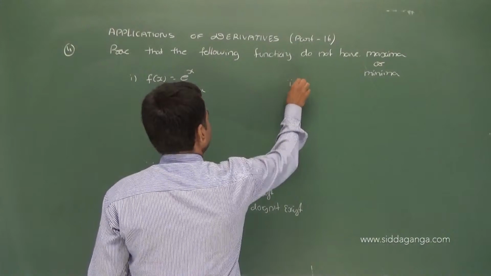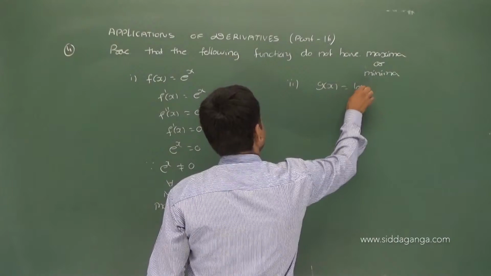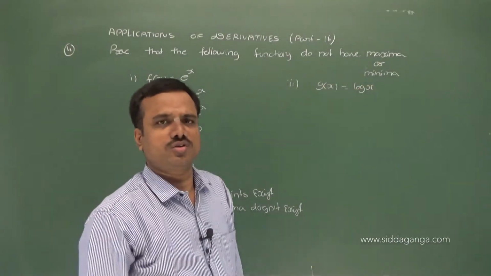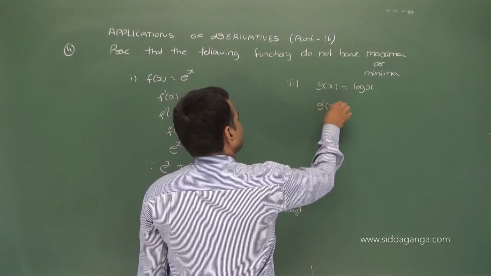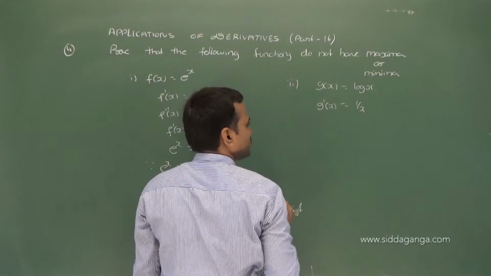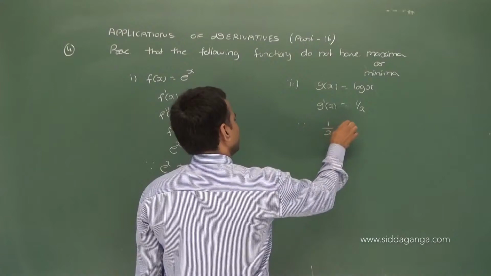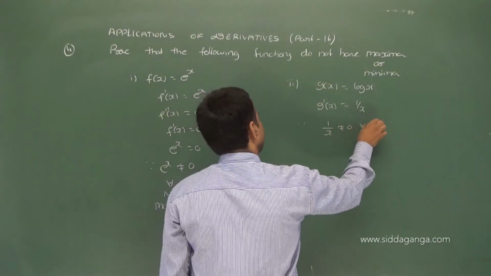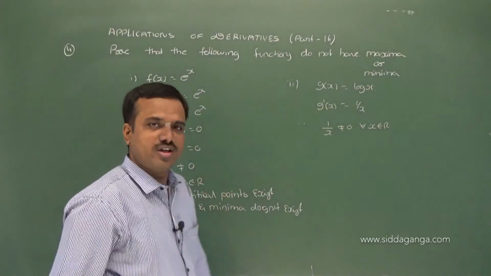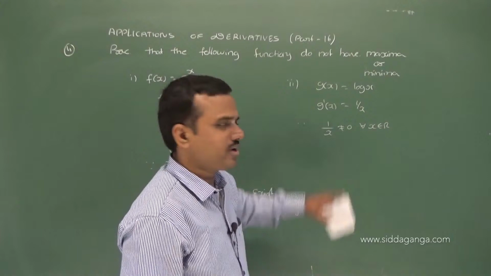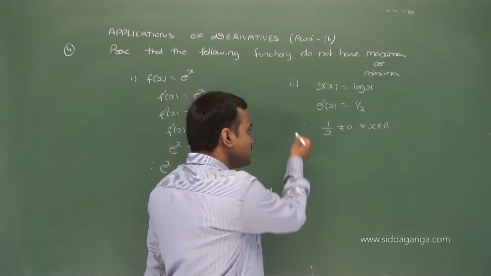second one, I write here only, that also a very simple question. G of x is equal to log x. He has given g of x is equal to log x. So g dash of x is 1 by x, correct? So since 1 by x is not equal to 0 for all x belongs to R, just this is enough. No need to find the second order derivative also.